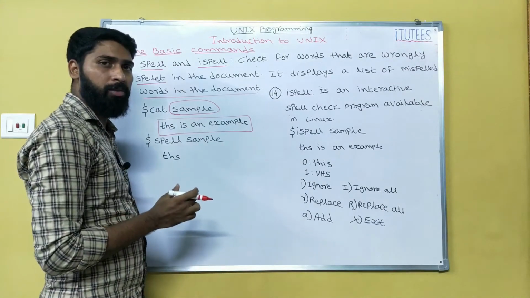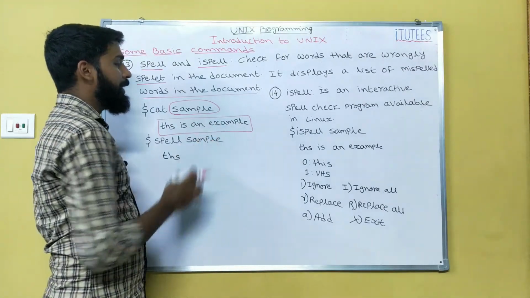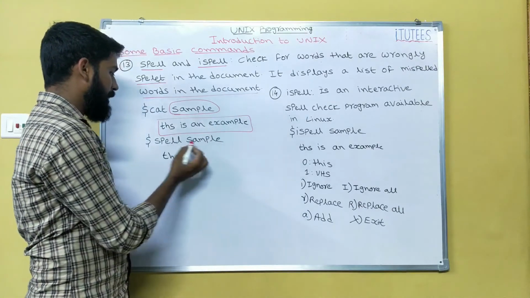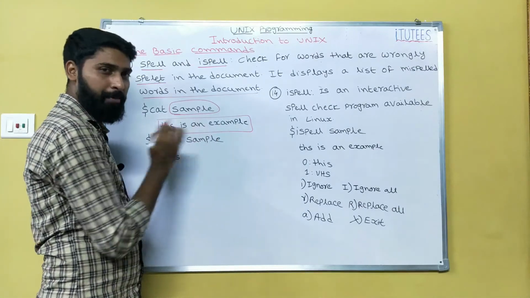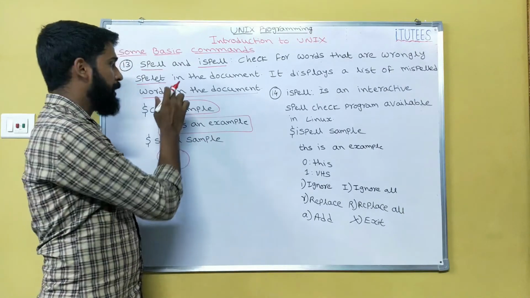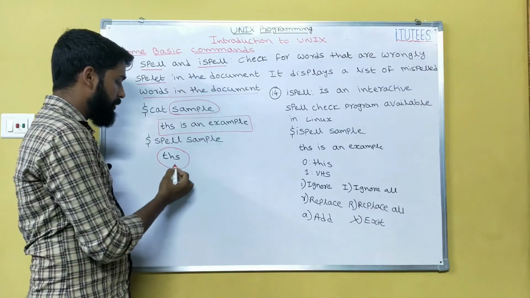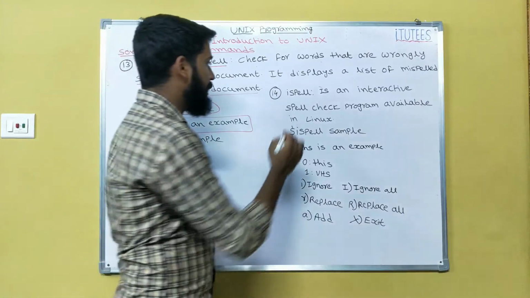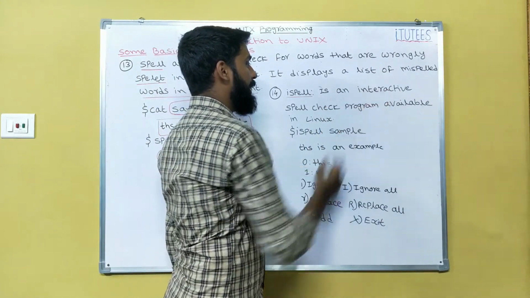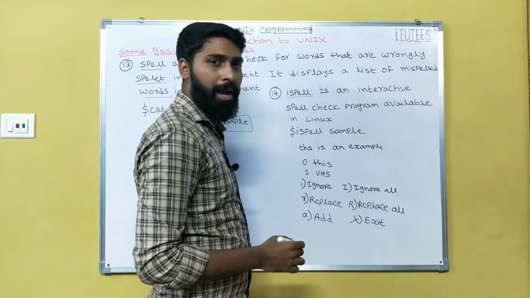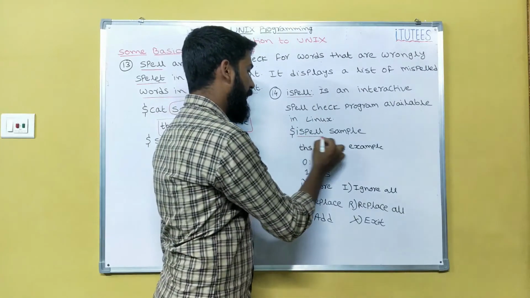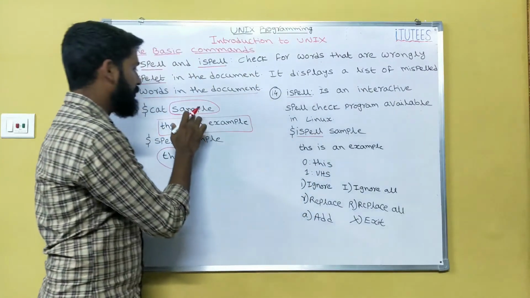Now I want to know what words I wrote wrongly in this document. How can I check? By using spell. What is the document name? Sample. And press enter. It displays the wrongly spelled words in the document. What is the word? THS. Next command is ispell. It is an interactive spell check program available in Linux. How can we use this? I can write ispell and give the document name.